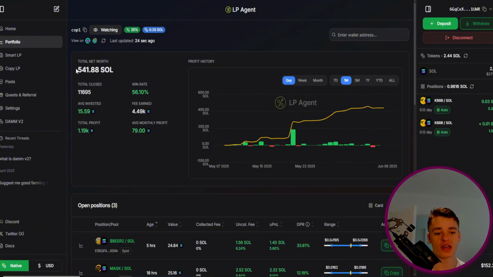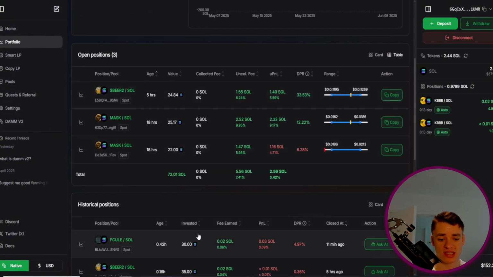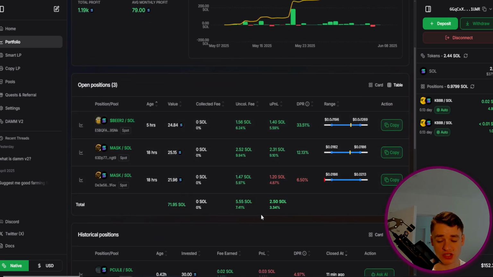But you really have to think about what kind of trades they're doing, what size the trades are, and what kind of ratios they have. LP Agent is fairly accurate. They do, I think, have their own API, but you should still manually verify some positions as well.